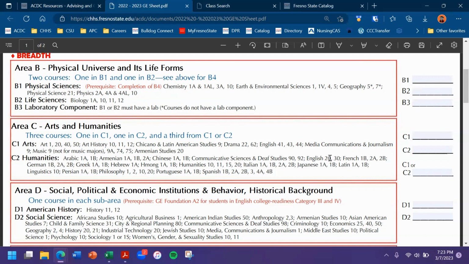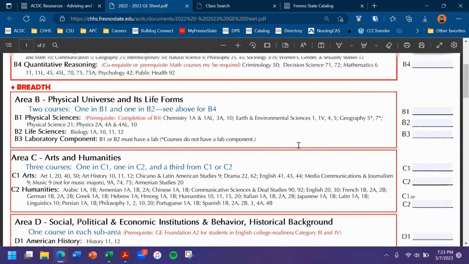There are also some non-language classes in this area: humanities, linguistics, philosophy, and the English 20 and 30 classes, which are non-language classes. So if you want to take more traditional classes, those are available.